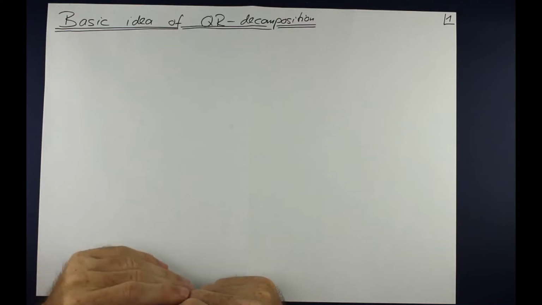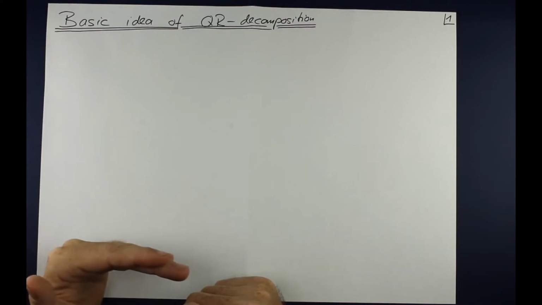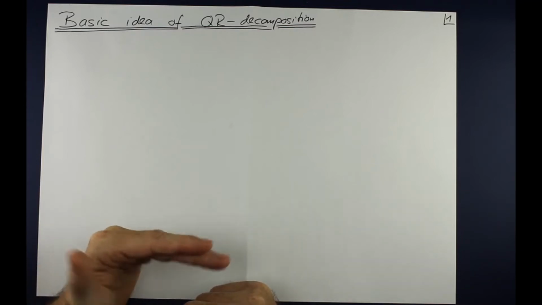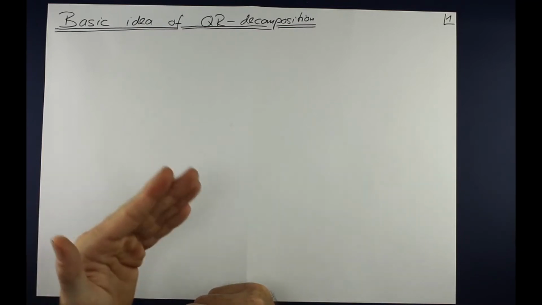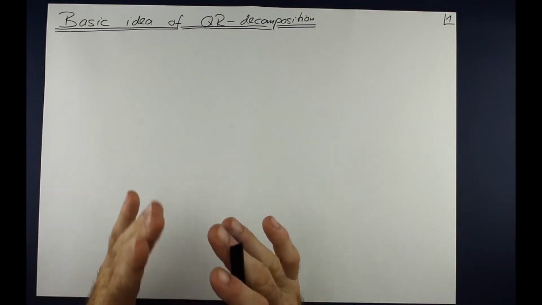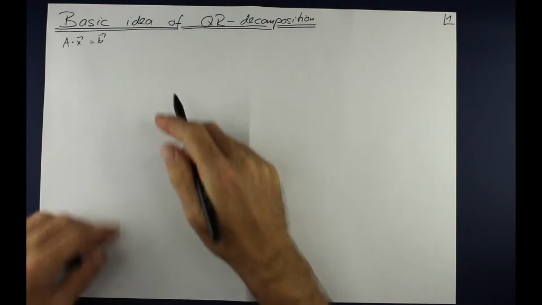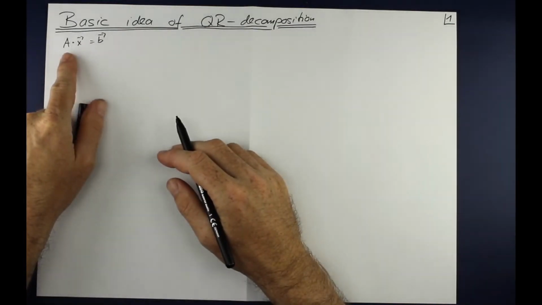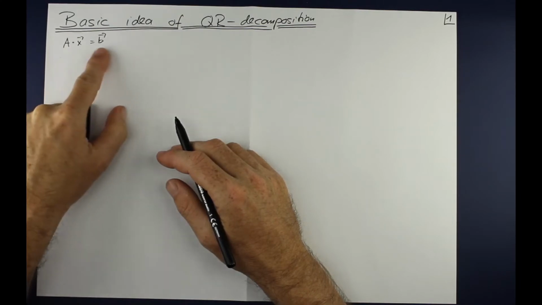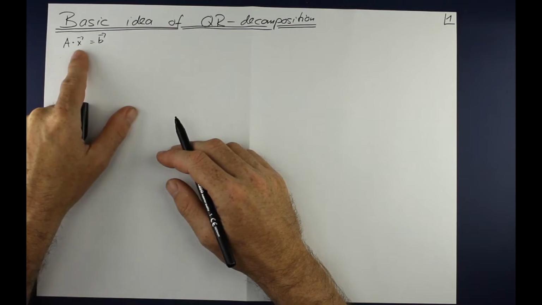In this video I want to show you the basic idea of QR decomposition. In later videos we will talk about how to decompose. In this video we only want to show the basic idea. Given a system of linear equations, that means A is a given quadratic coefficient matrix, and B is a given right-hand side, and X is what we want to find, the solution of this linear system.